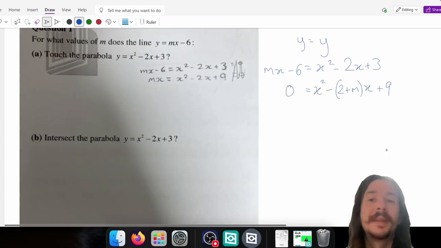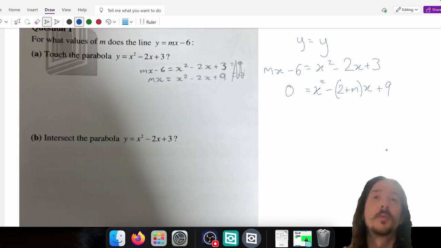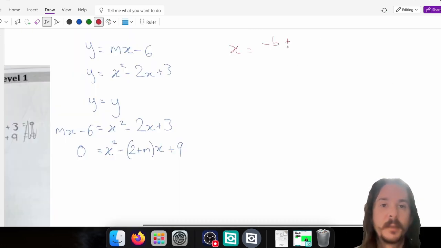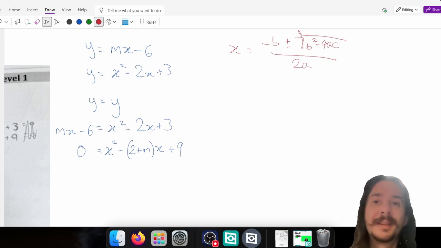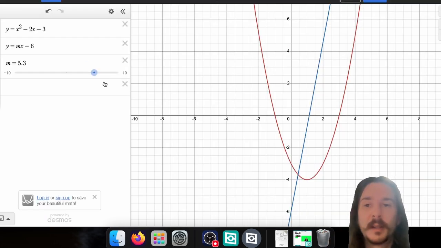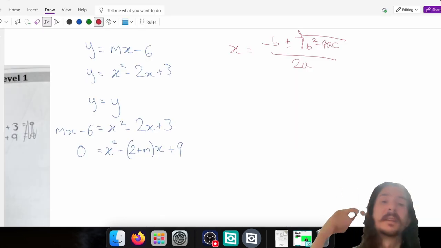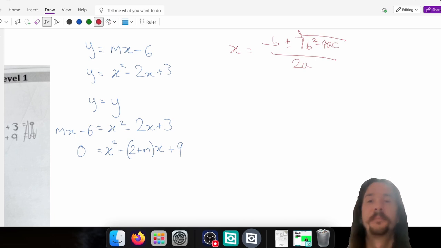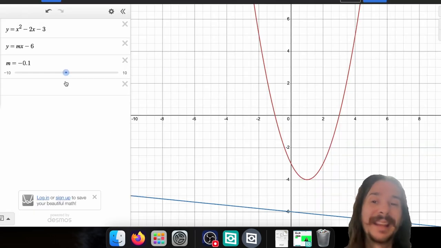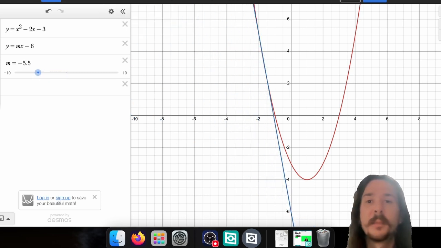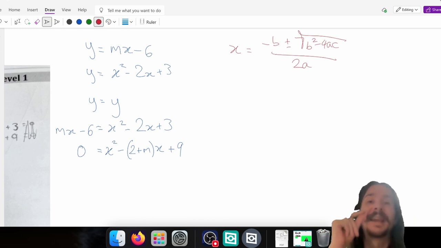Okay. When does this touch the parabola? Well, if we think of our quadratic formula, so quadratic formula says x is equal to minus b plus or minus square root of b squared minus 4ac all over 2a. If our line doesn't touch the parabola at all, what that means is the discriminant is taking the square root of a negative number, which we can't do. If we touch exactly once, if we just touch it, that means that our discriminant is equal to 0.